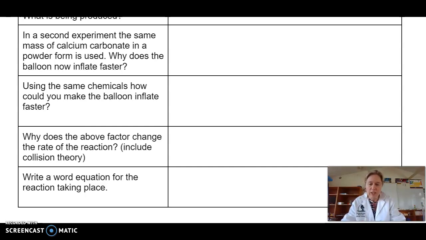And then lastly, for the question, I want you to have a go at writing the word equation. So remember, if you react a carbonate with an acid, you make a salt, water, and carbon dioxide.